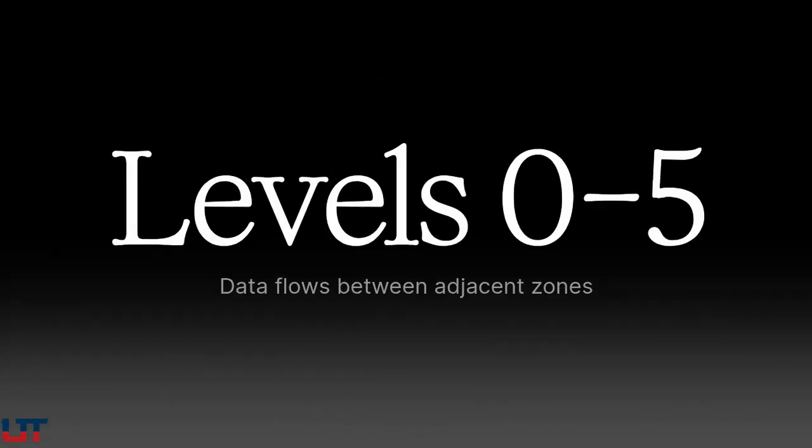The Purdue Model divides an ICS network into numbered levels, each representing a zone with specific devices and functions. The level numbers run from 0 at the bottom, the physical process, to level 5 at the top, the internet and external networks. Each level has a defined role, and the model specifies how data should flow between adjacent levels.